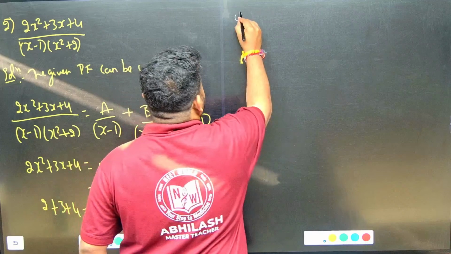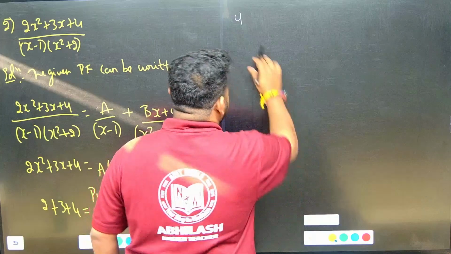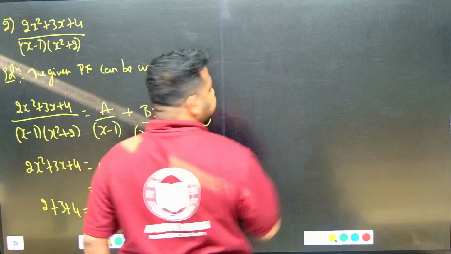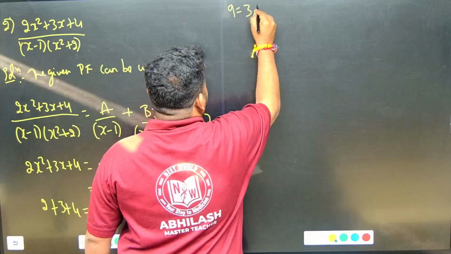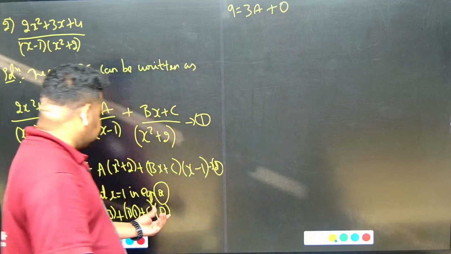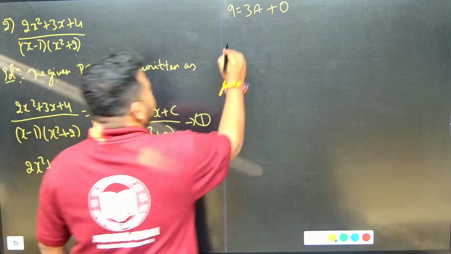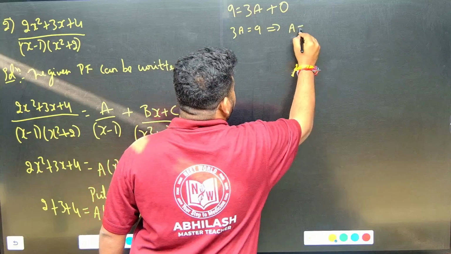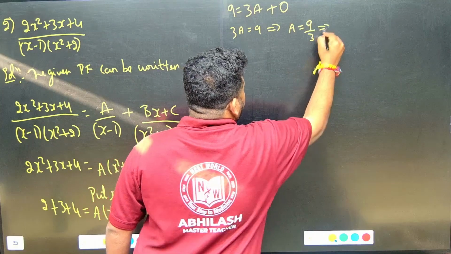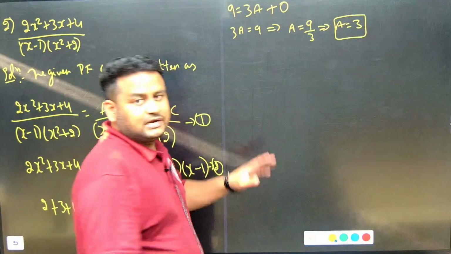So, 9 is equal to 3a plus 0. Observe here carefully. Why 0? If I multiply anything with 0, the total thing will become 0. So, 3 times a is equal to 9. This implies a is equal to 9 by 3. Therefore, a is equal to 3.